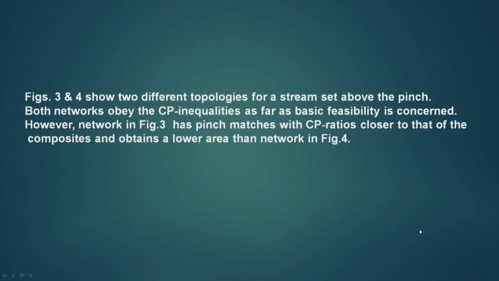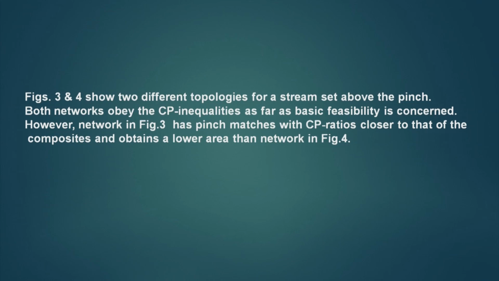So, this rule also tells me how to put the different matches based on Cp ratio rules. So, concluding, figures 3 and 4 show different topologies for a stream set above the pinch. Both networks obey the Cp inequalities as far as basic feasibility is concerned. However, the network in figure 3 has pinch matches with Cp ratios closer to that of the composites and obtained a lower area than network 4. So, our Cp rule is over.